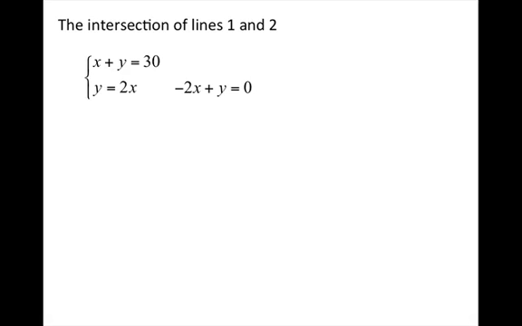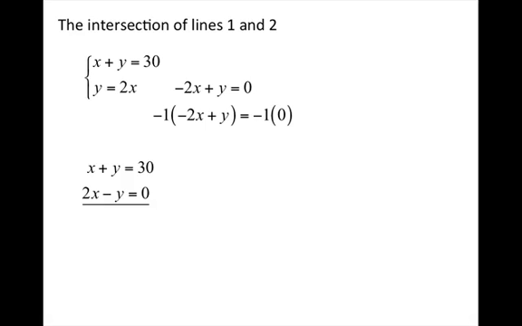I can eliminate my y's if I multiply either equation by negative 1. I'm going to go ahead and take that second equation and multiply both sides by negative 1. So if I rewrite my first equation, I have x plus y equals 30. Then my second equation becomes 2x minus y equals 0. If I add these, the x plus the 2x is 3x. The y minus y makes my y's eliminate. And 30 plus 0 is 30. Now I solve for x by dividing each side by 3 and I get x equals 10.